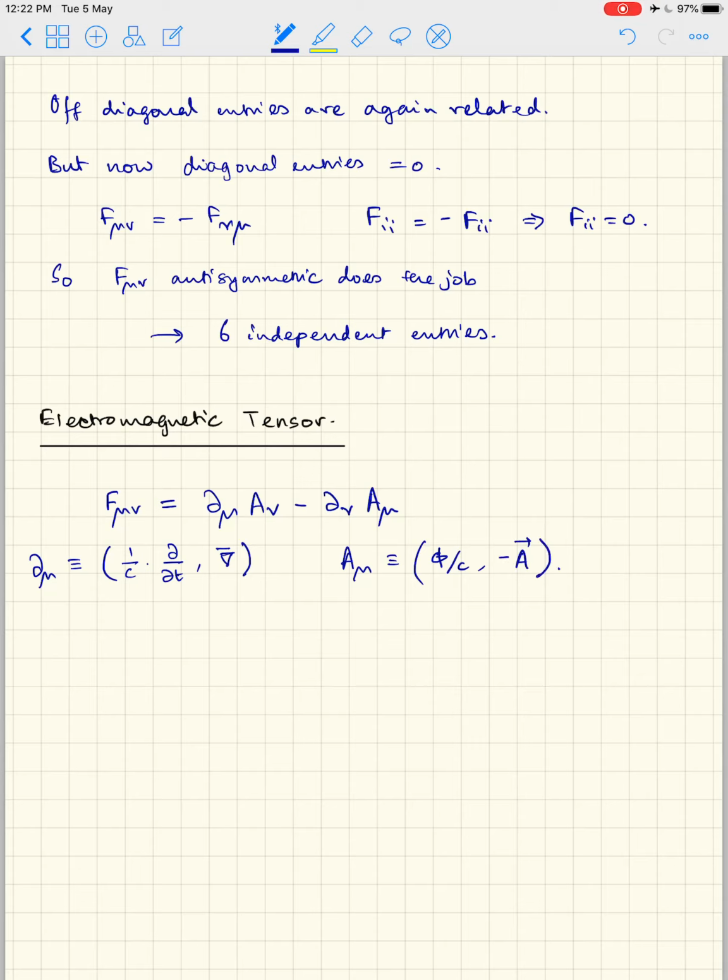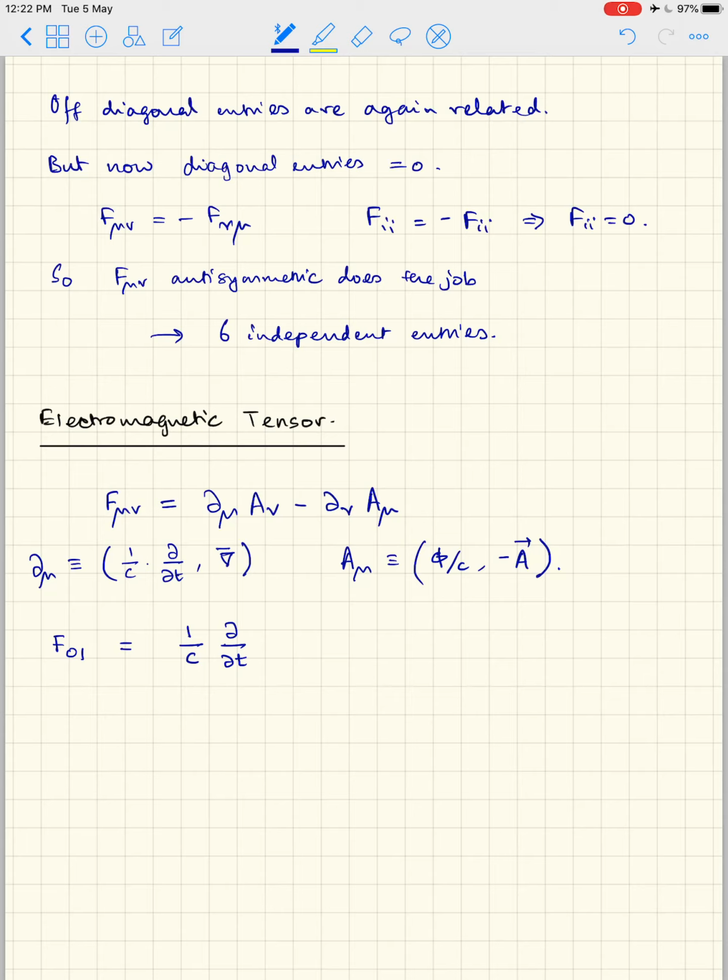All right, so this is this. So let's try and see what this guy actually is. So let's look at F01. Okay, this is 1 over c into del t, 1. So a mu has to be 1.